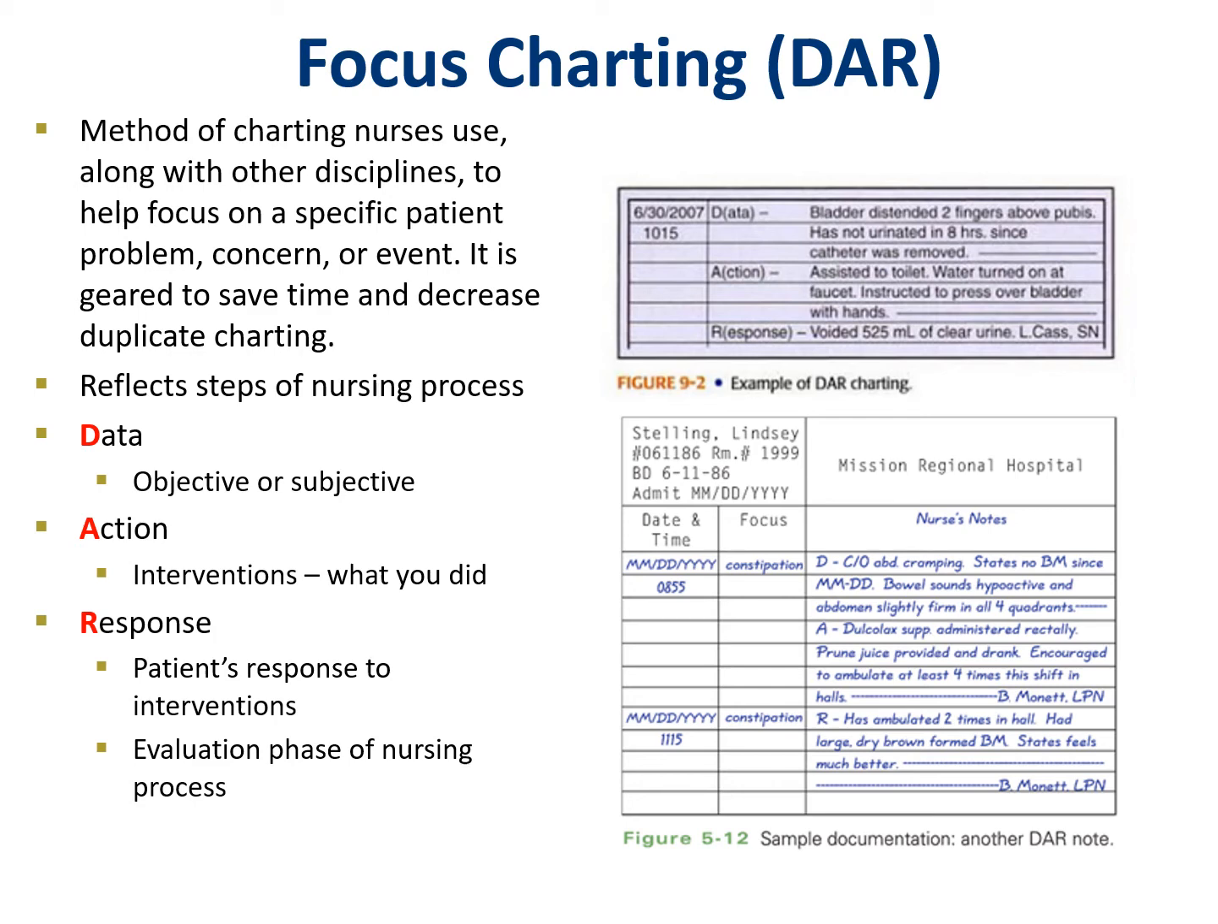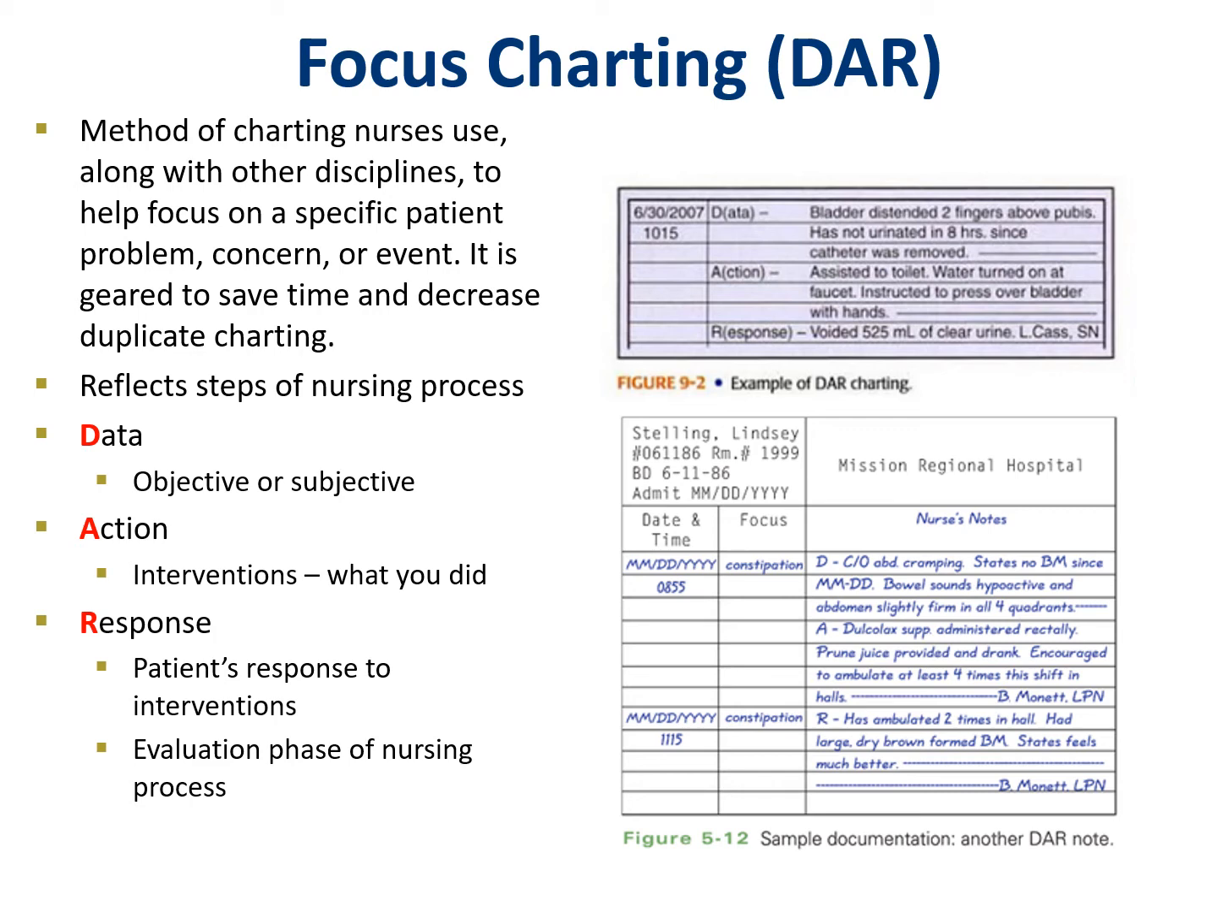It reflects the steps of the nursing process as well, and it stands for D for data, so that's objective or subjective, A for action, which would be our interventions, what we did, and R is response, responding to the interventions and the evaluation phase. So you can look at this example right here at the top. D for data: the bladder was distended 2 fingers above the pubis, has not urinated in 8 hours since catheter was removed. So that is the assessment data that the nurse has gathered.